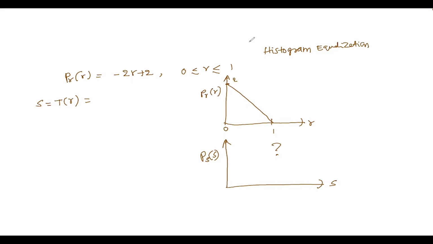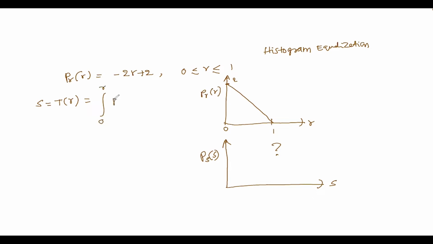PS of S is equal to PR of R into dr by ds. That is there, but before that, you tell me how, given R, how do you get the S value? What's the expression there? Summation from 0 to R. Integration, yeah, integration. We are dealing with continuous variables, so integration from 0 to R.